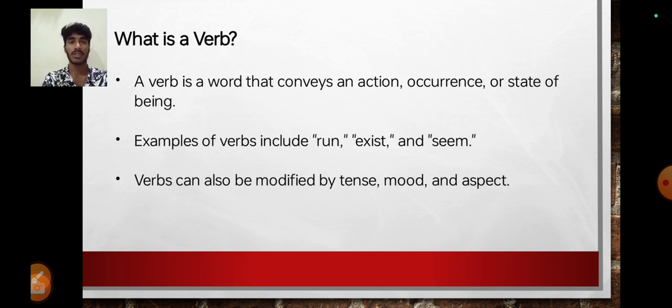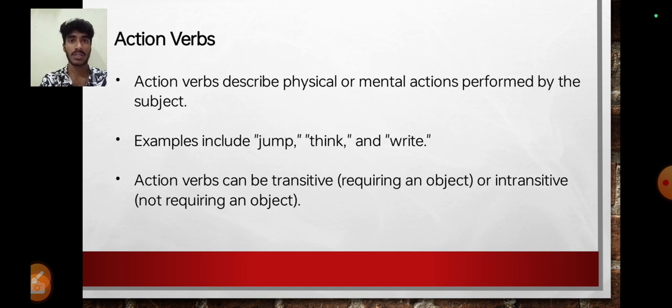What is a verb? A verb is a word that conveys an action, occurrence, or state of being. Examples of verbs include run, exist, and seem. Verbs can also be modified by tense, mood, and aspect.